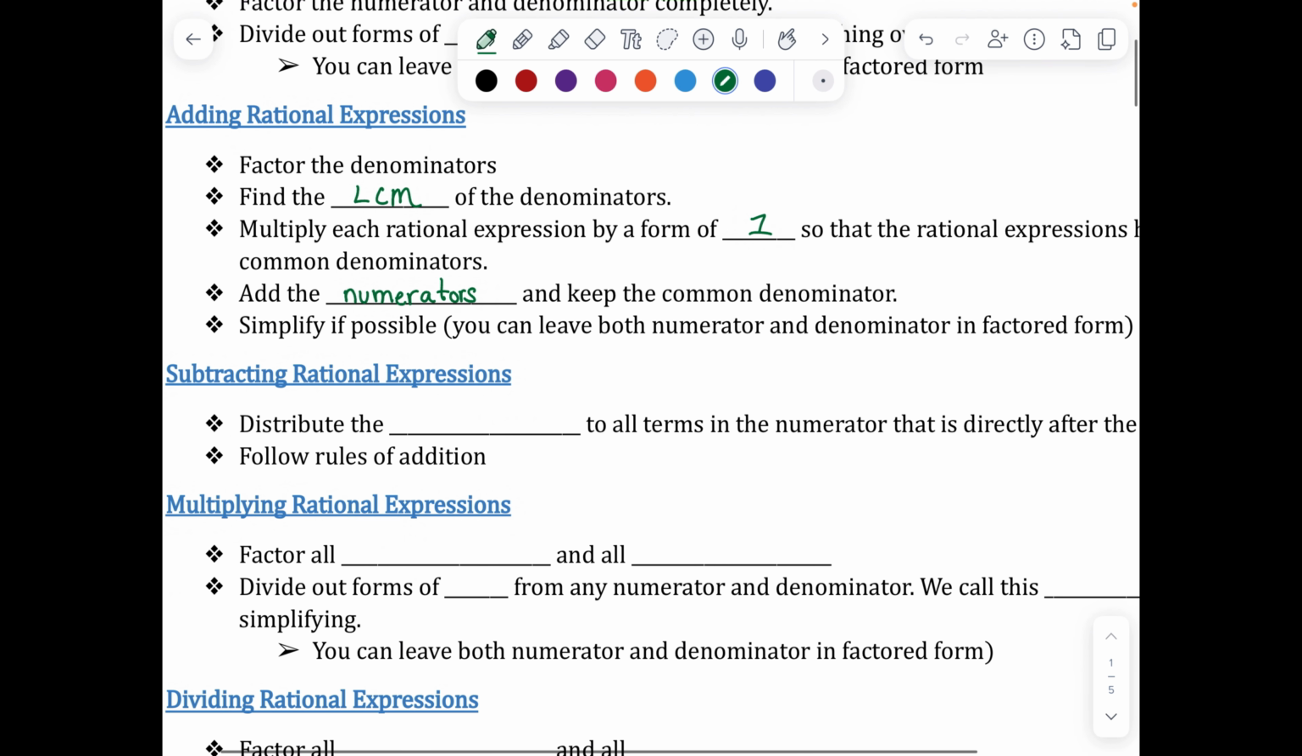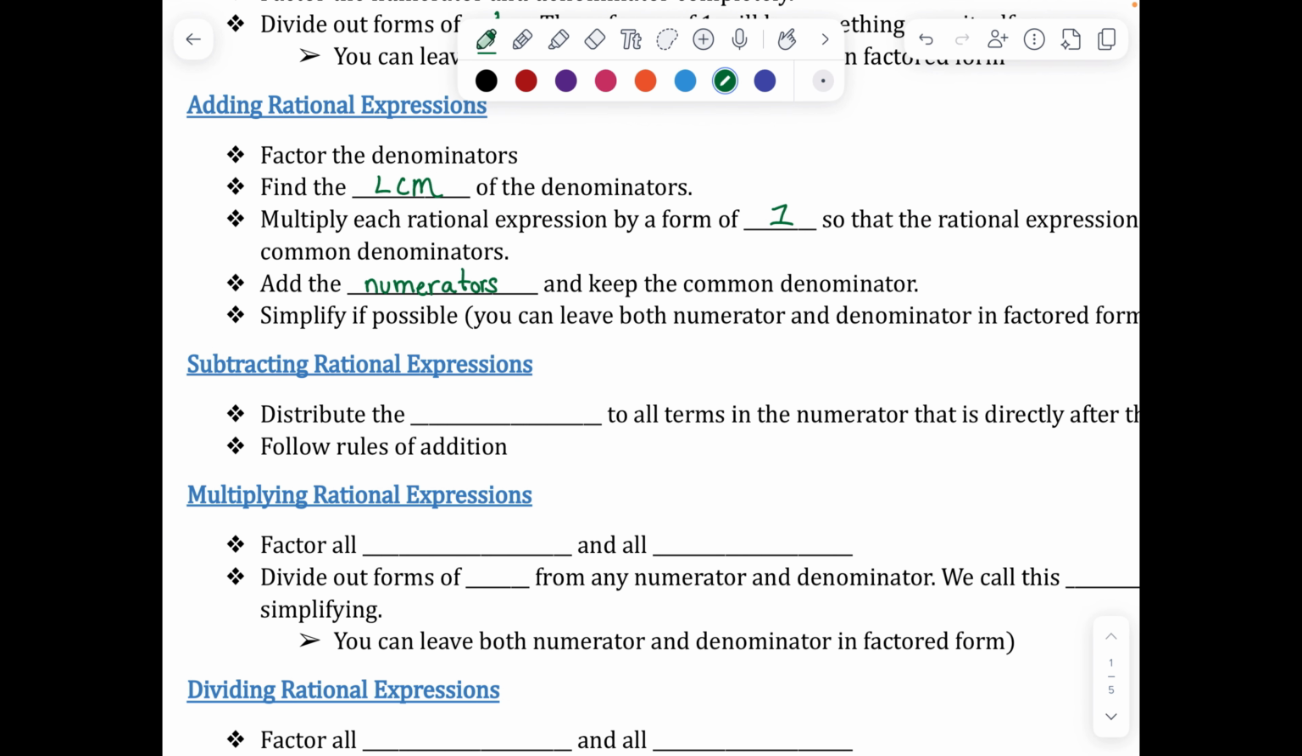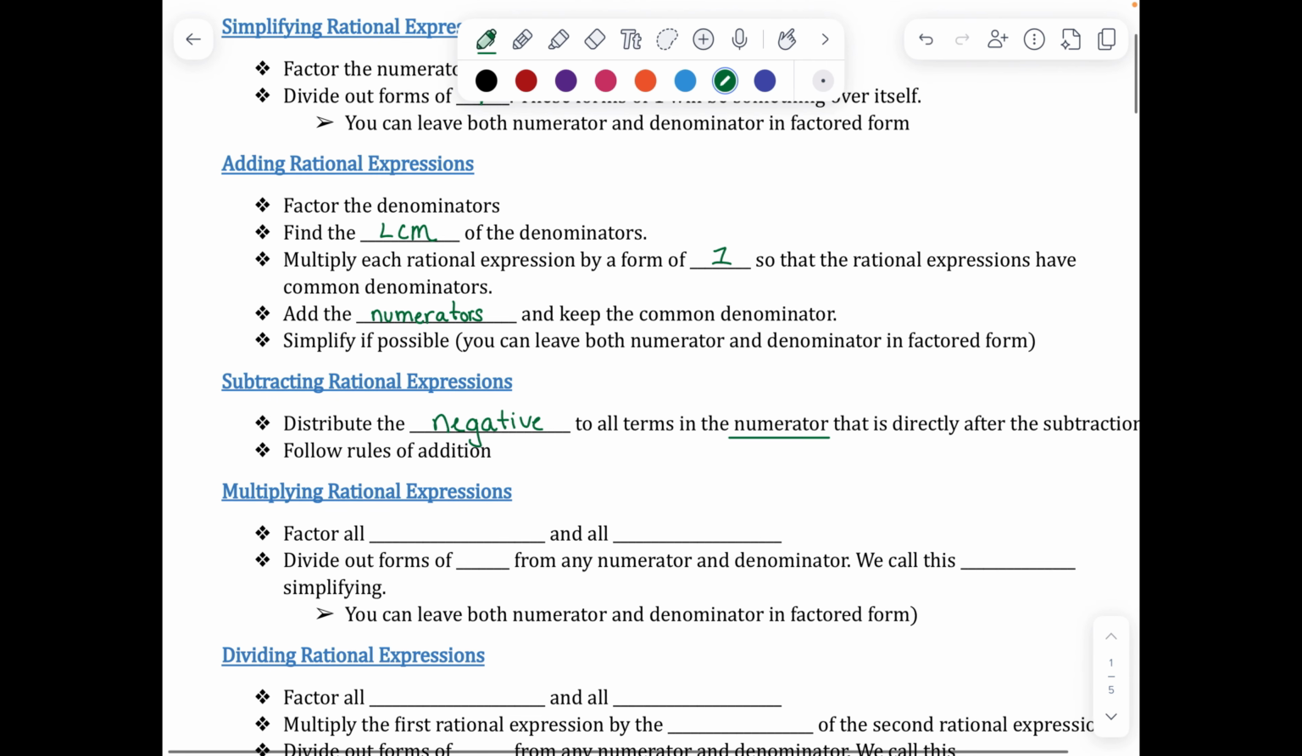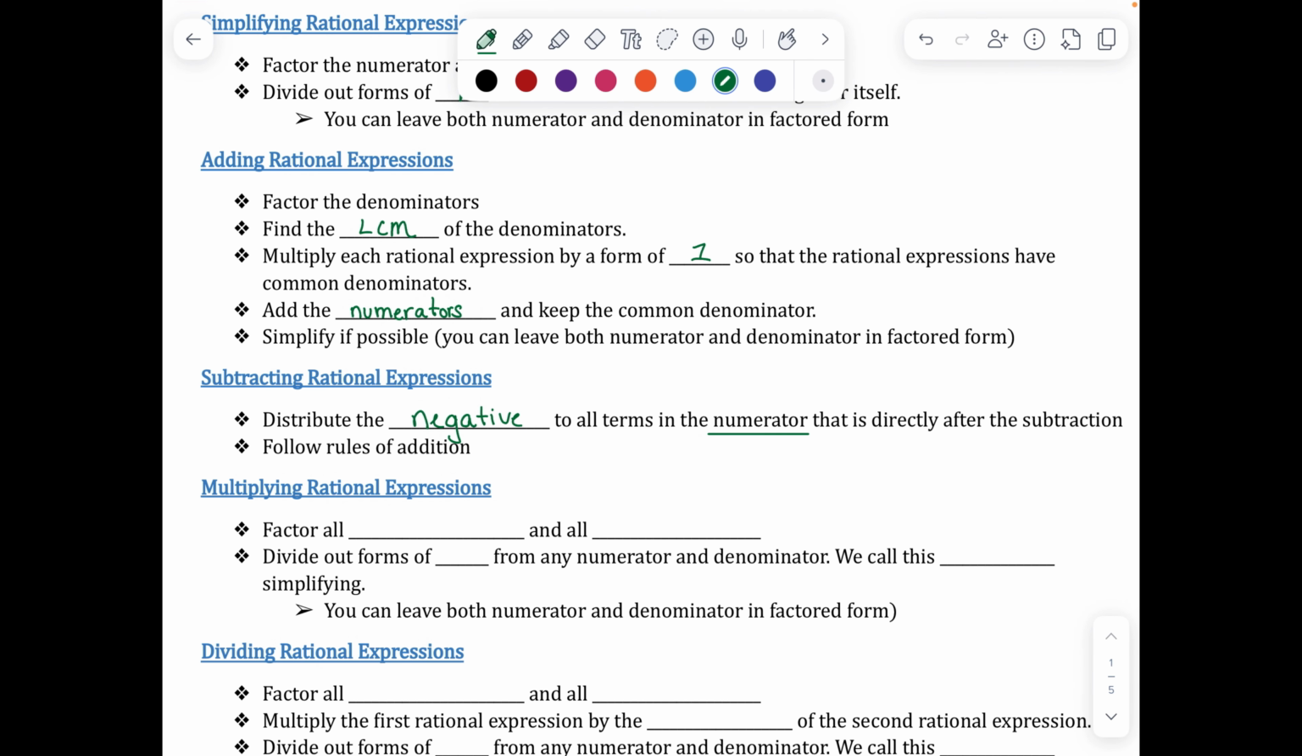To subtract rational expressions, we want to make sure we distribute the negative to all terms in the numerator, so just the numerator. That is directly after the subtraction. And then we're just going to go ahead and follow our rules of addition.